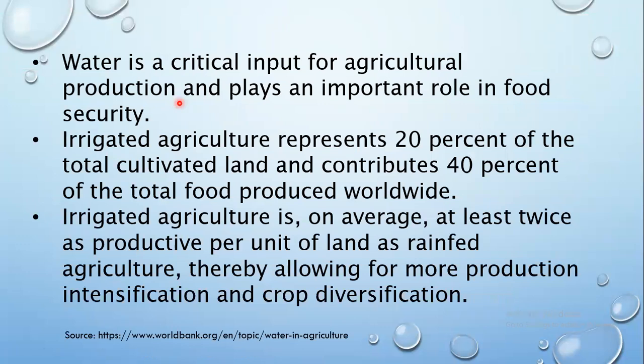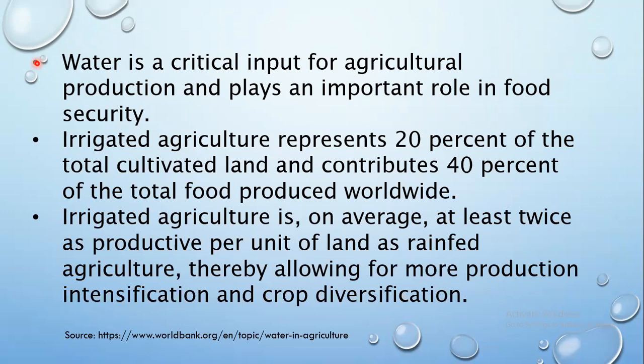Water is a critical input for agricultural production and plays an important role in food security. Irrigated agriculture represents 20% of the total cultivated land and contributes 40% of the total food produced worldwide. Irrigated agriculture is, on average, at least twice as productive per unit of land as rain-fed agriculture, thereby allowing for more production intensification and crop diversification. So as I have mentioned a while ago, the importance of water in agricultural production.